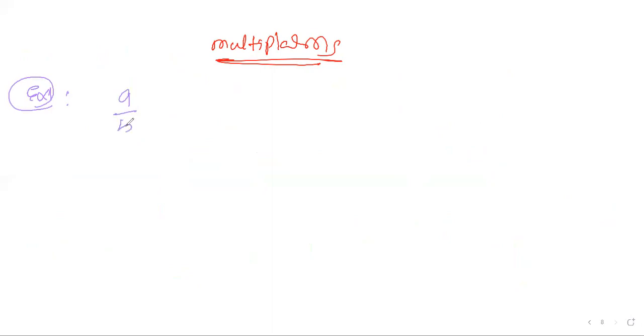A by B is one fraction. You multiply with C by D. The answer is: first multiply the numerators A into C, and then B into D. Clear?